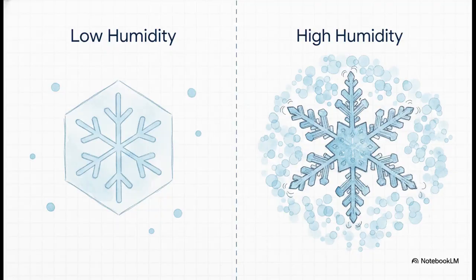But temperature is only half the story. The other huge factor is humidity. Basically, the more water vapor there is in the air, the faster the crystal can grow. And that fast growth is what gives us those beautiful, intricate, branching arms that turn a simple little plate into a stunning stellar dendrite. You know, the classic snowflake shape we all draw as kids.